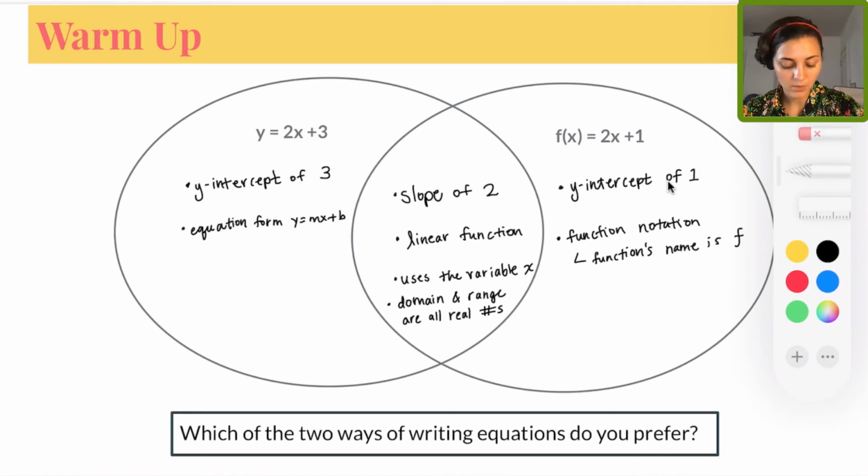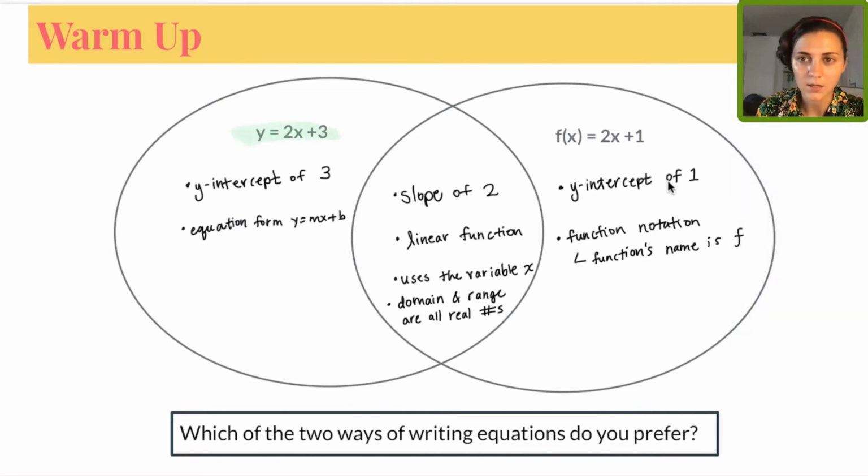At the bottom there's a question asking which of the 2 ways of writing equations you prefer. You might be more used to what's on the left with the y equals mx plus b. It's a little bit more familiar, but I know that you've learned this on the right. On the right is the function notation, where they name the function f. This is what we're going to be focusing on for this learning target, and this is the notation that I would like you to use for the rest of the year.